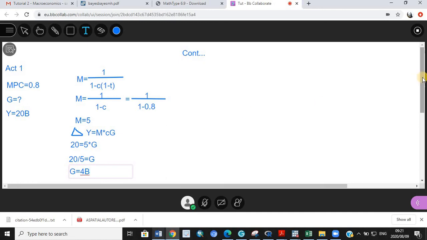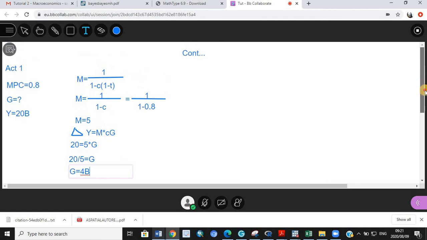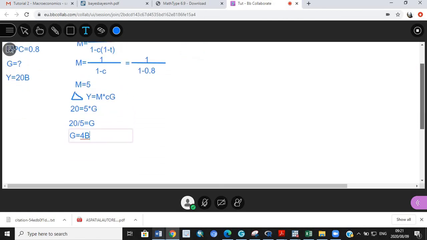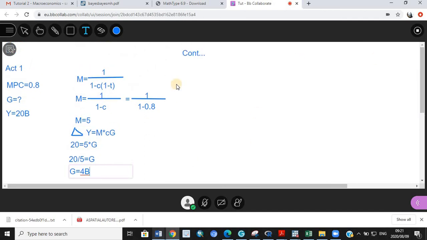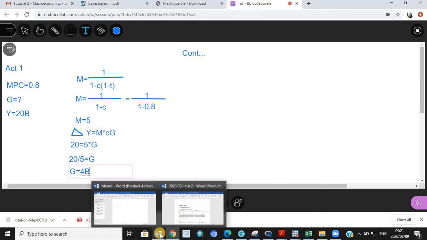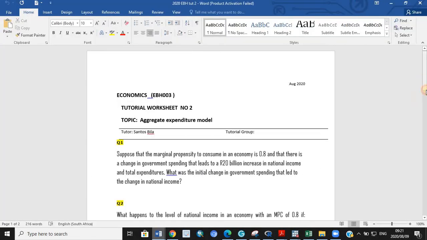What does it mean? It means that the initial government spending that led to a 20B change in output was basically 4 billion. Very good. This was activity 1. Let's see 2.